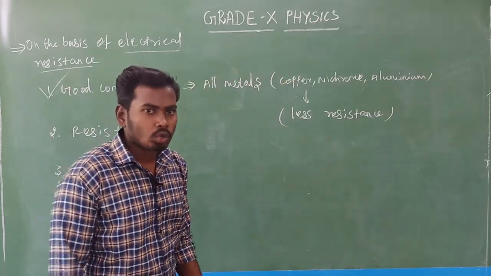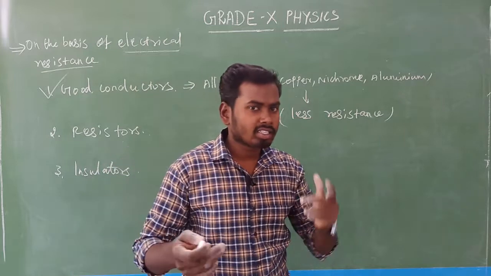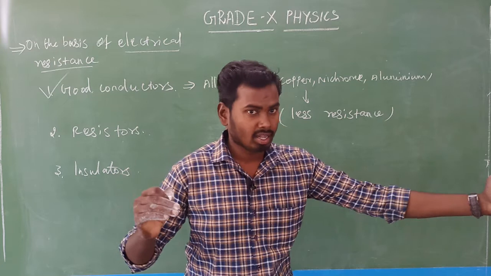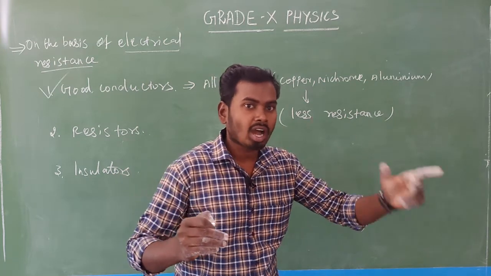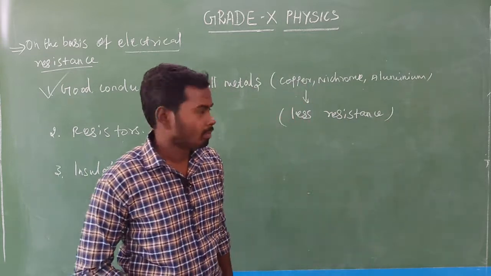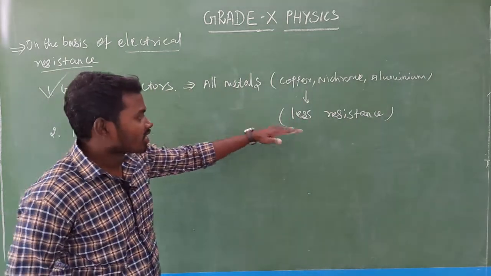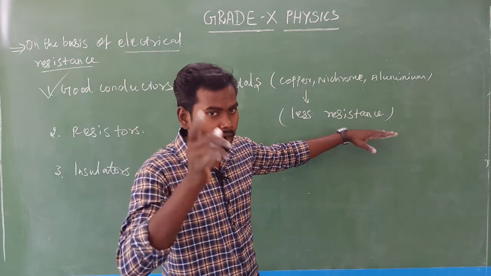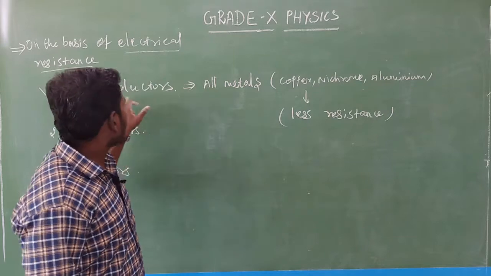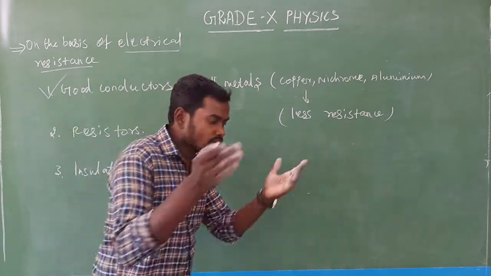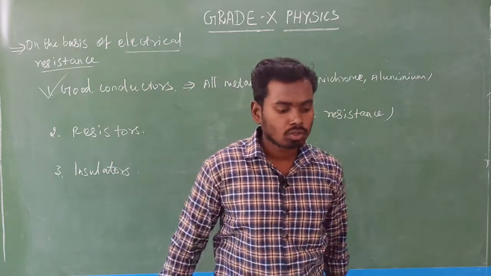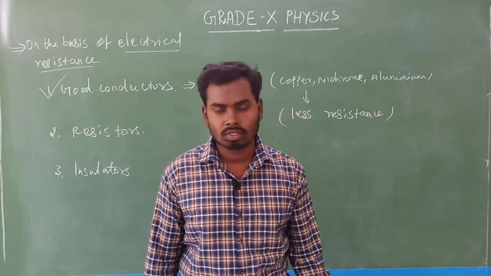If the resistance is less, we already know the electrons can easily flow from one part of the conductor to another. This flow of electrons is called current. So we can get the current at the maximum rate, because all metals have less resistance, due to which they allow the current to pass through them. Is it clear, students?